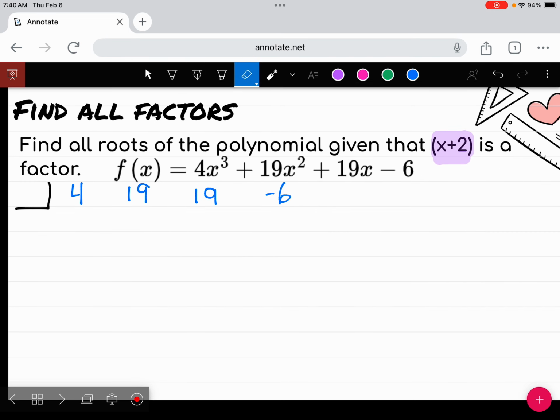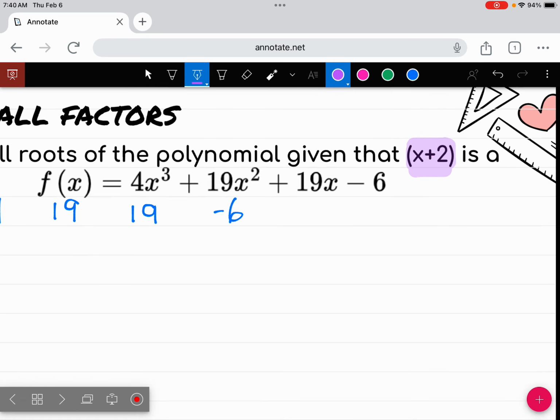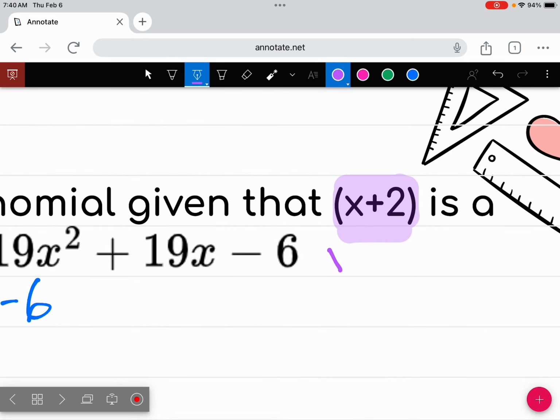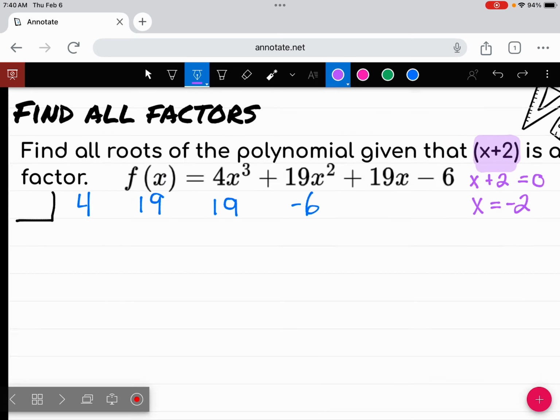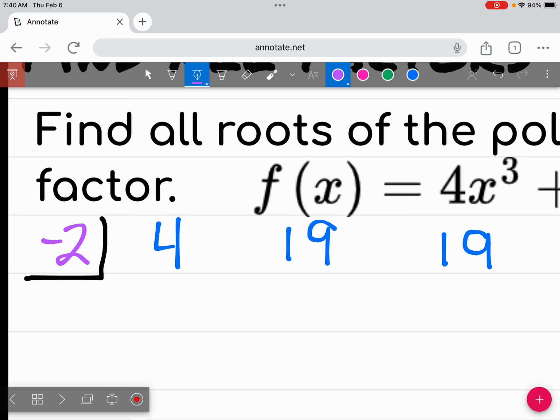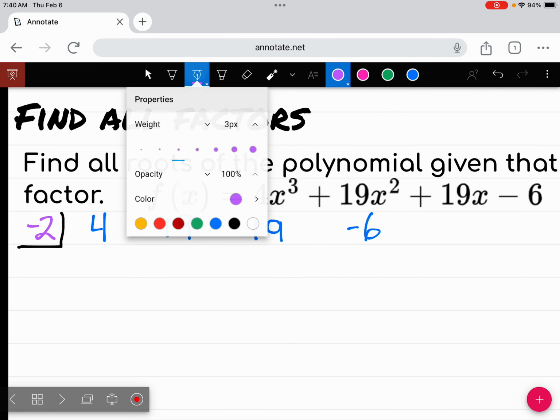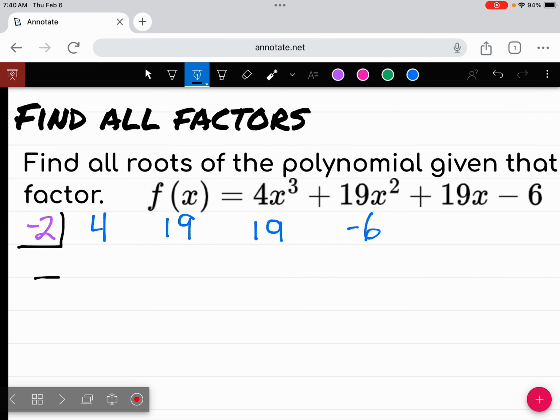What's going to go in the little box? Negative 2. That's when we take our factor that's up here, x plus 2, and set it equal to 0. So our first root is that negative 2. That's what's going in the box. We divide by the root with synthetic division. Skip a line, draw a line, and we're ready to rock and roll.